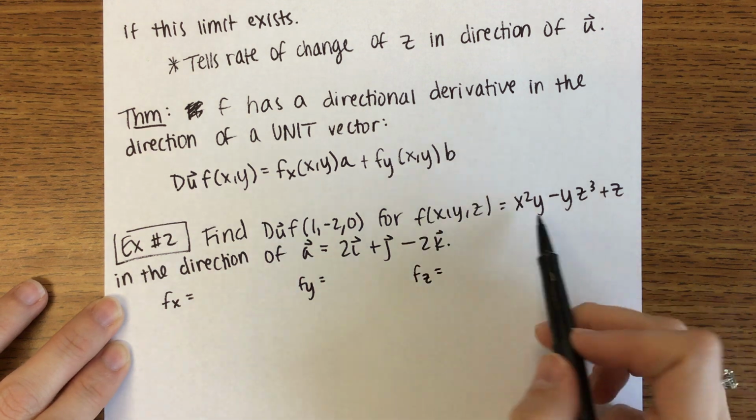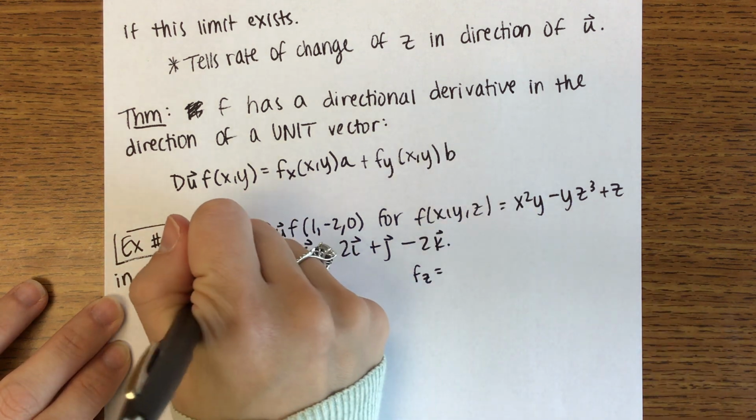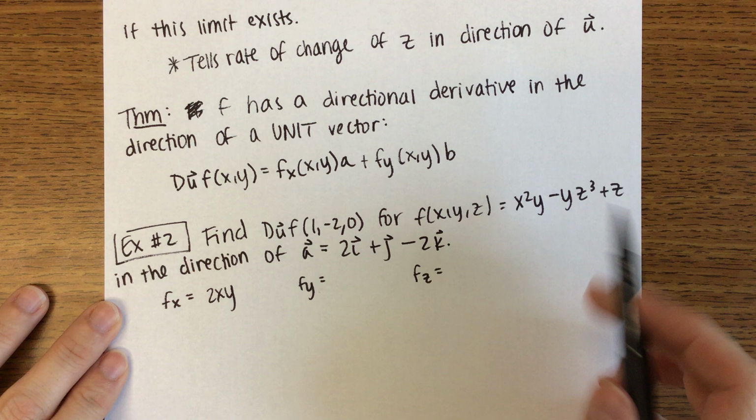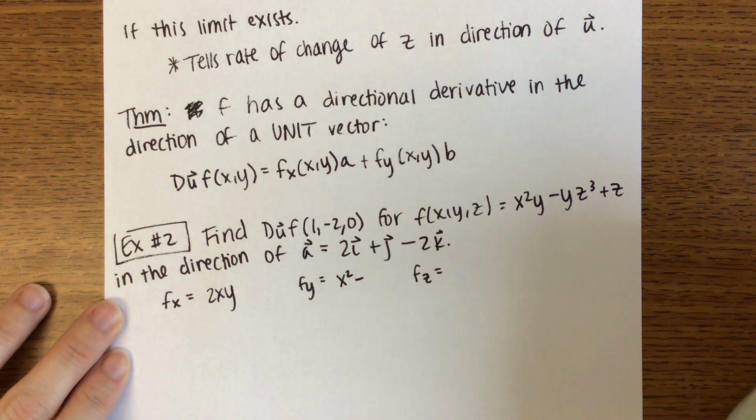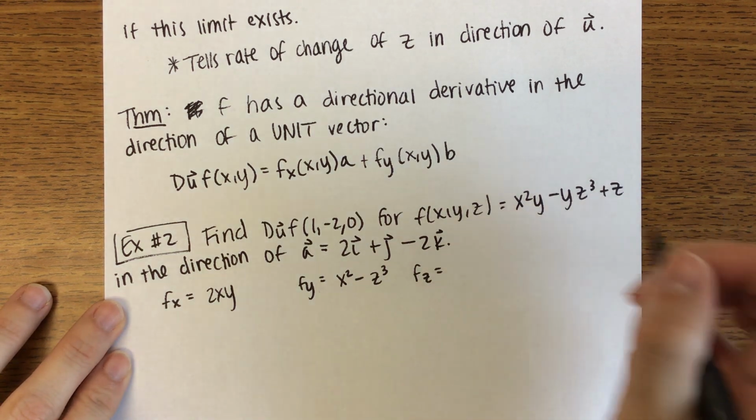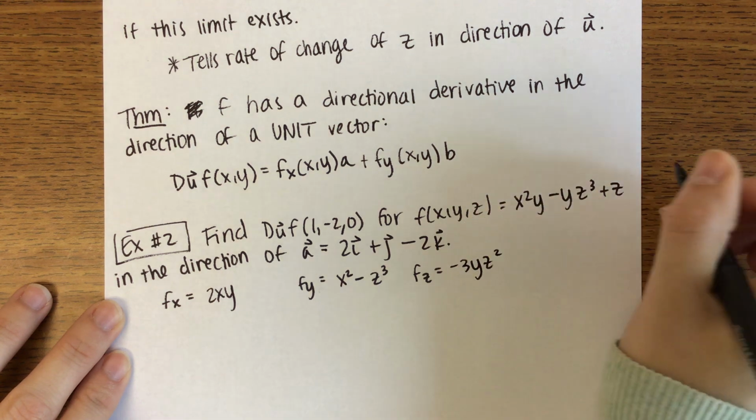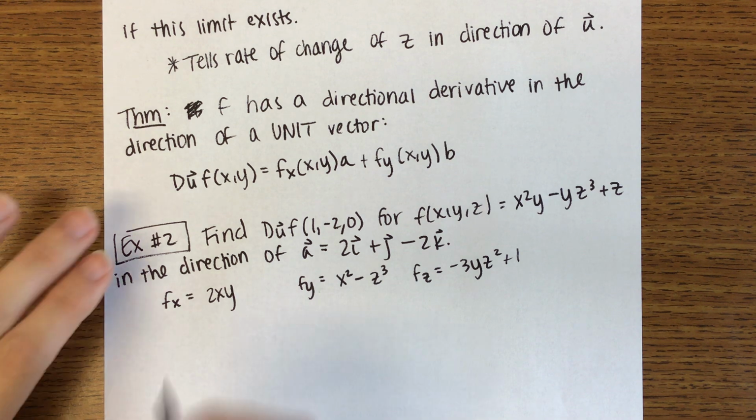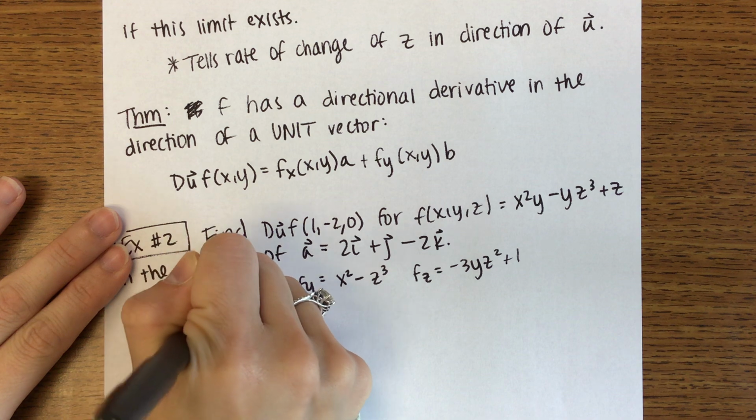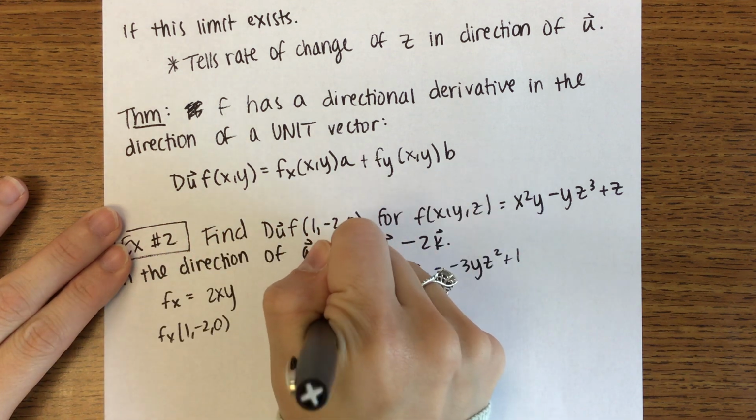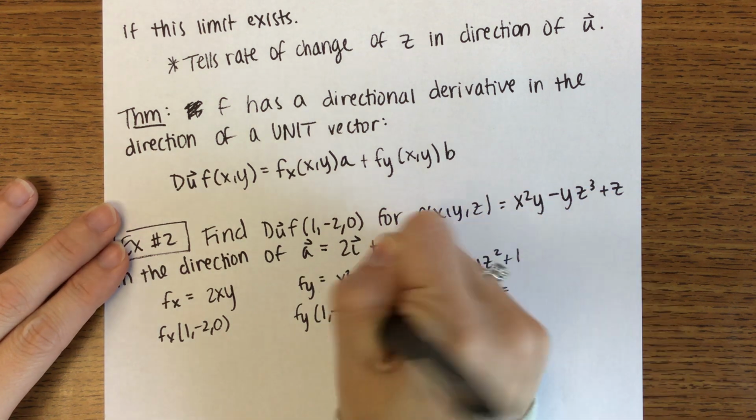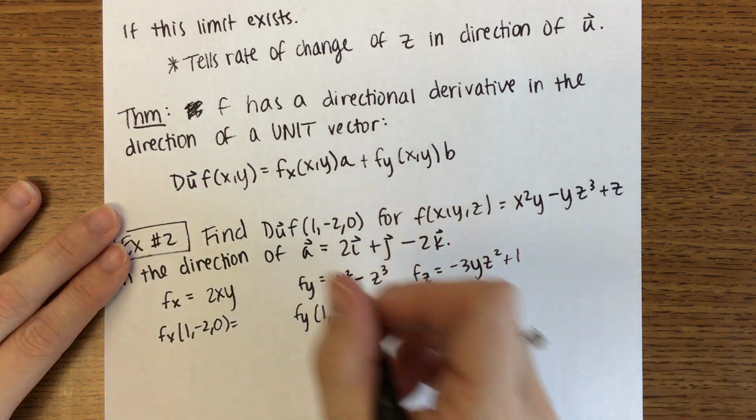So in this case, we get 2xy is our partial with respect to x. Partial with respect to y will be x squared, subtract z cubed. Partial with respect to z will be -3yz squared plus 1. Then we are going to evaluate each of these at 1, -2, 0. If you trust me, I will tell you they end up being -4, 1, and 1.